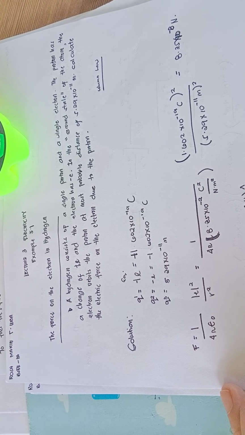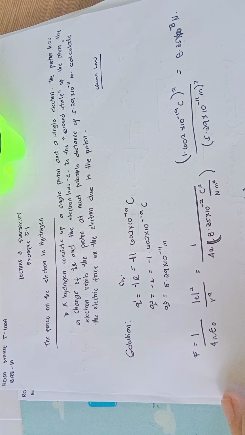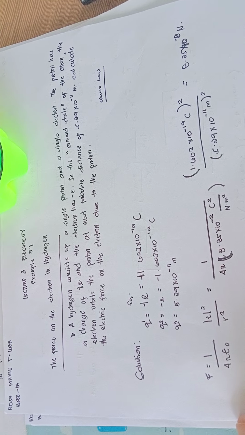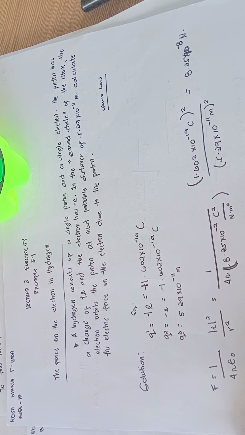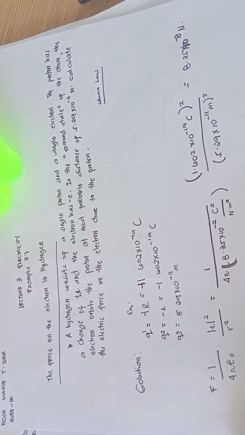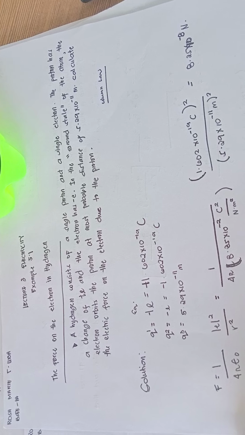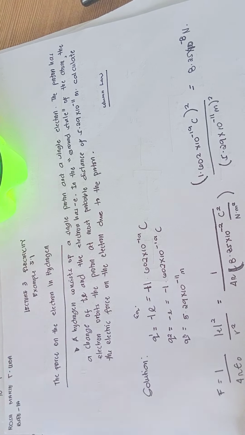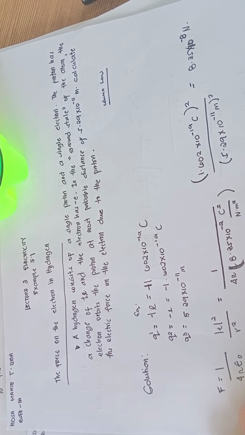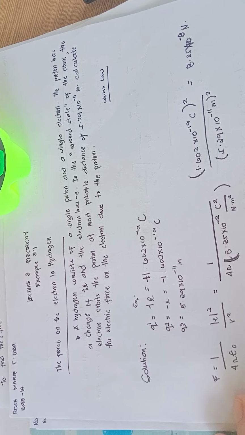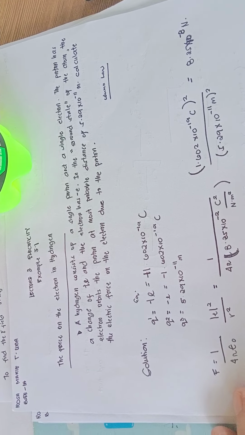So this is lecture 3 about electricity, example 5.1: the force on the electron in hydrogen. A hydrogen atom consists of a single proton and a single electron. The proton has a charge of positive e and the electron has negative e. In the ground state of the atom, the electron orbits the proton at a most probable distance of 5.29 times 10 to the power of negative 11 m. Calculate the electric force on the electron due to the proton.